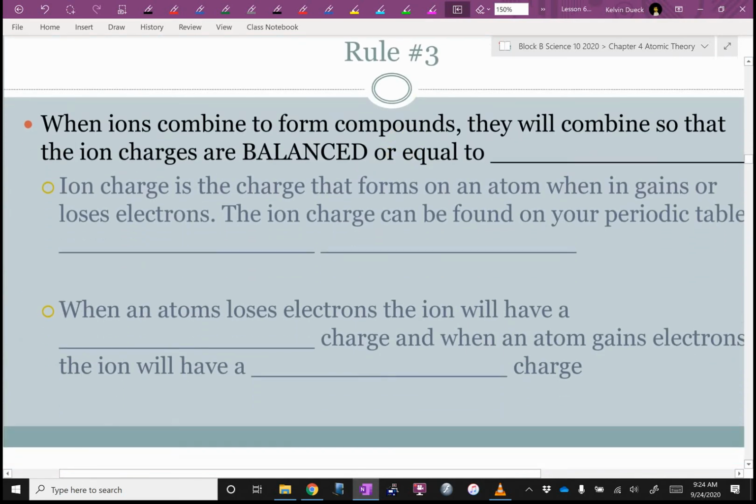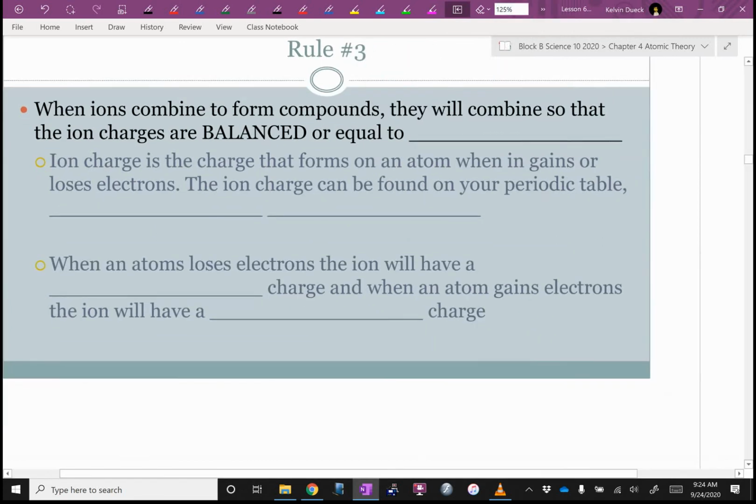So, when ions combine to form compounds, they will combine so that the ion charges are balanced. When you balance the positives and the negatives, what should they add to if we have a compound? What would neutral be as a number between -1 and +1?